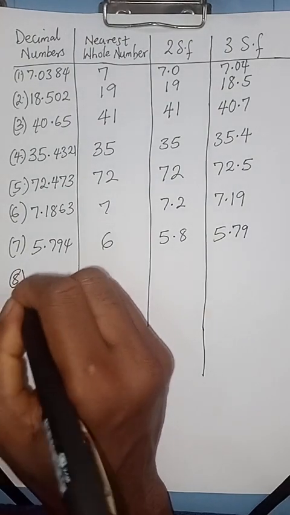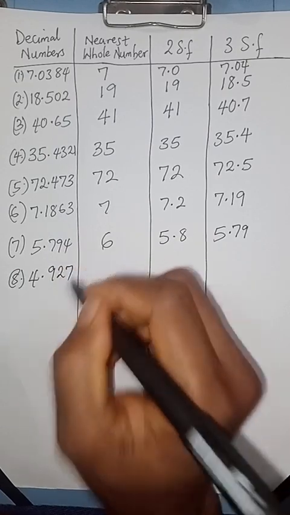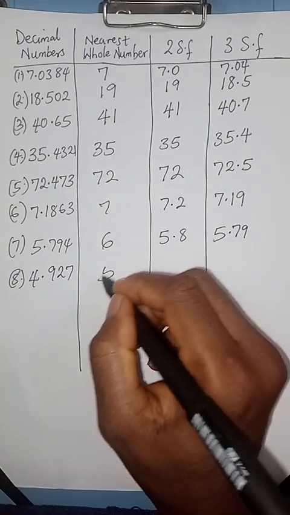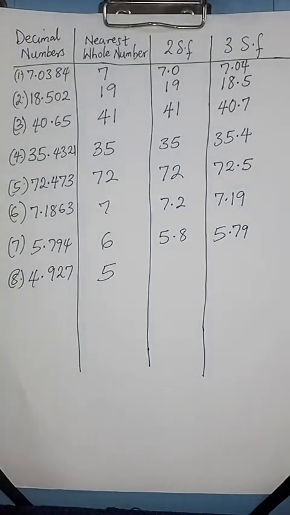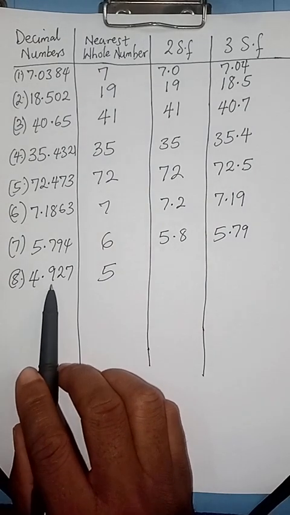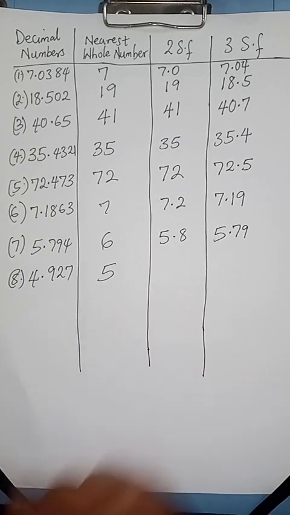Let's try number 8. You have 4.927. To the nearest whole number, 5. You are correct if you say so. Because this is the whole number 4. And the digit here, 9, tells you can round up. Add 1 to 4. 5.